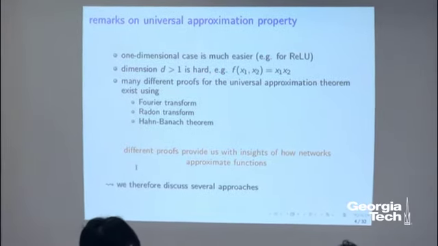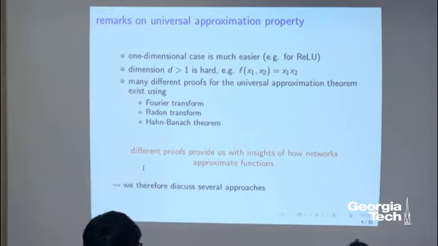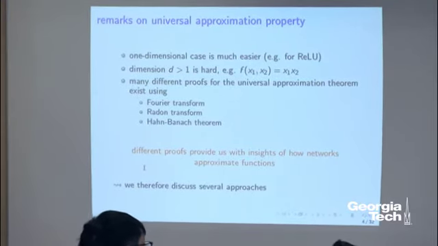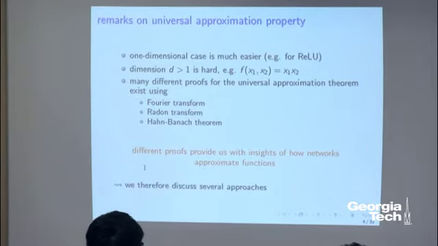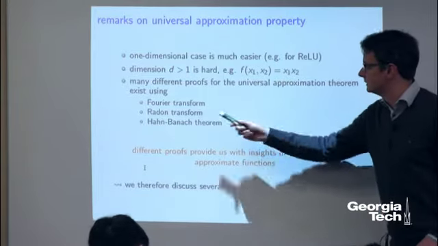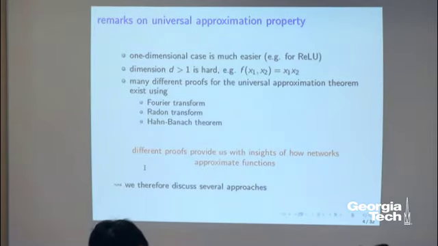And so in the early 90s, until the mid-90s maybe, there have been many different proof strategies to prove this universal approximation theorem. They use different ideas, mainly based on the Fourier transform, on the Radon transform, and also on the Hahn-Banach theorem. These different proof techniques tell us a bit about how these shallow networks approximate functions, and therefore I want to discuss several of these proof techniques. The only one that I don't discuss is the Hahn-Banach theorem, because it's a completely abstract proof, and the other ones are more or less constructive, and therefore I want to discuss them a bit.